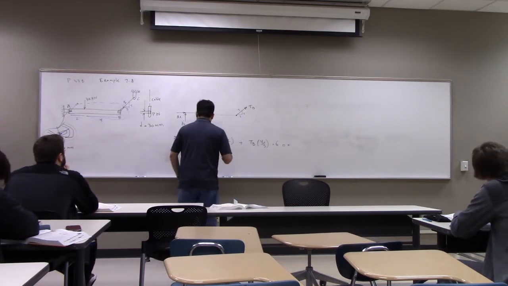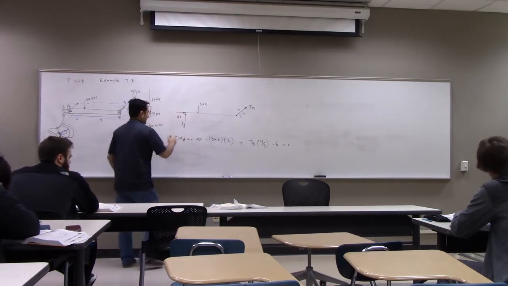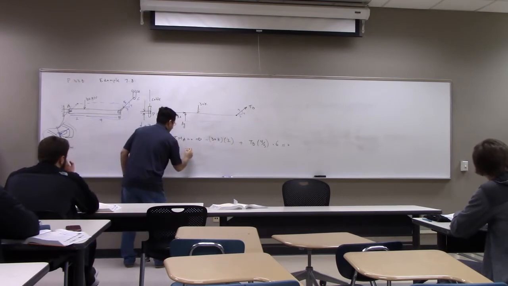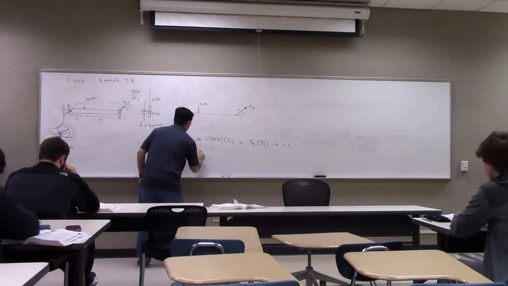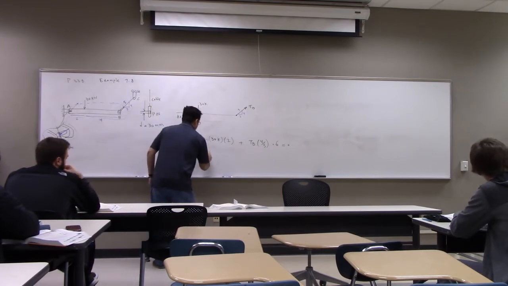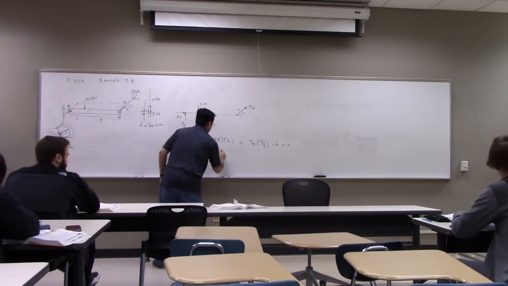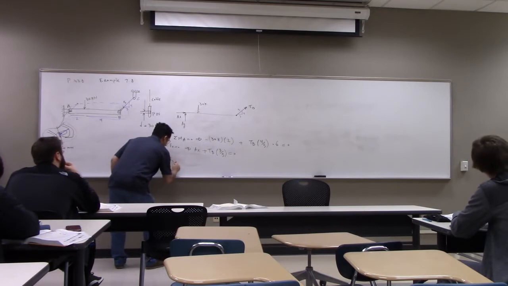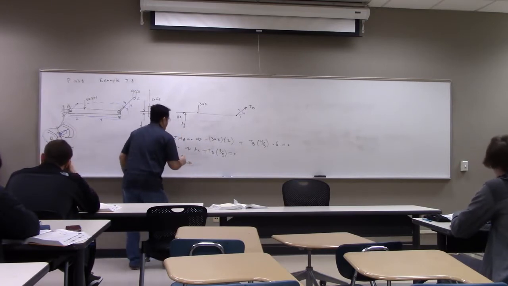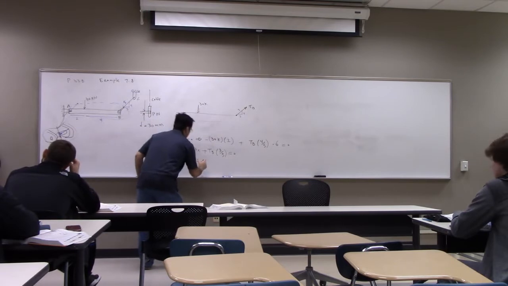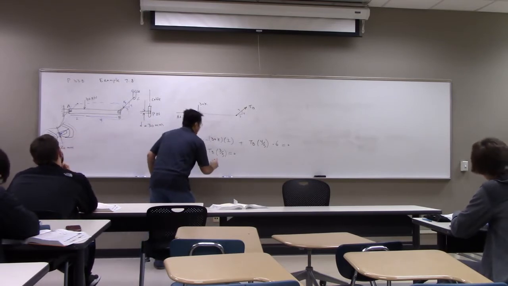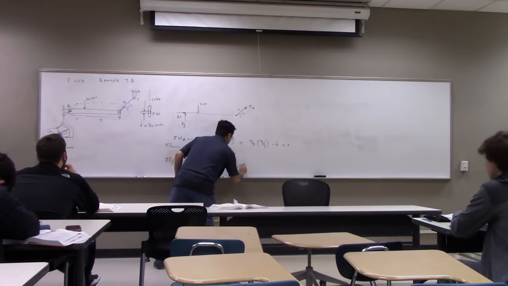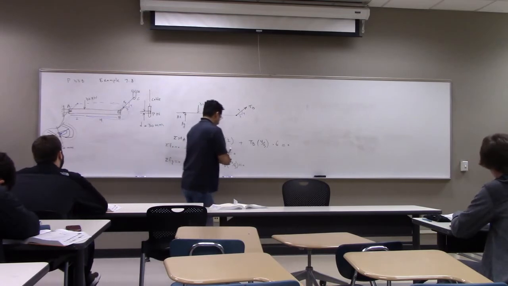Let's write all the equations and then we solve all of them. The next equation is summation of forces in x equals 0. So you get Ax plus TB times 3 over 5 equals 0. And summation of forces in y equals 0. That would give you Ay minus 30 kN plus TB times 4 over 5 equals 0. Now you are at the solving stage.